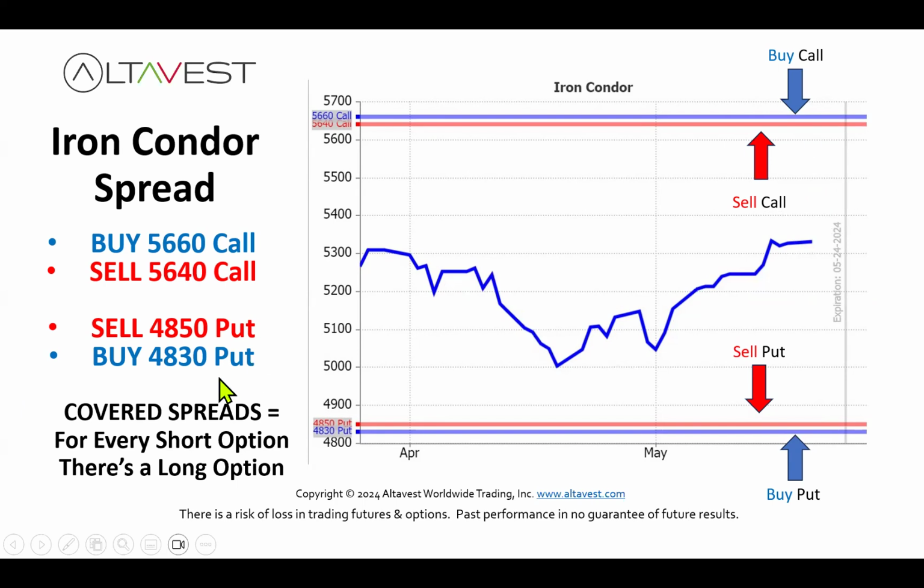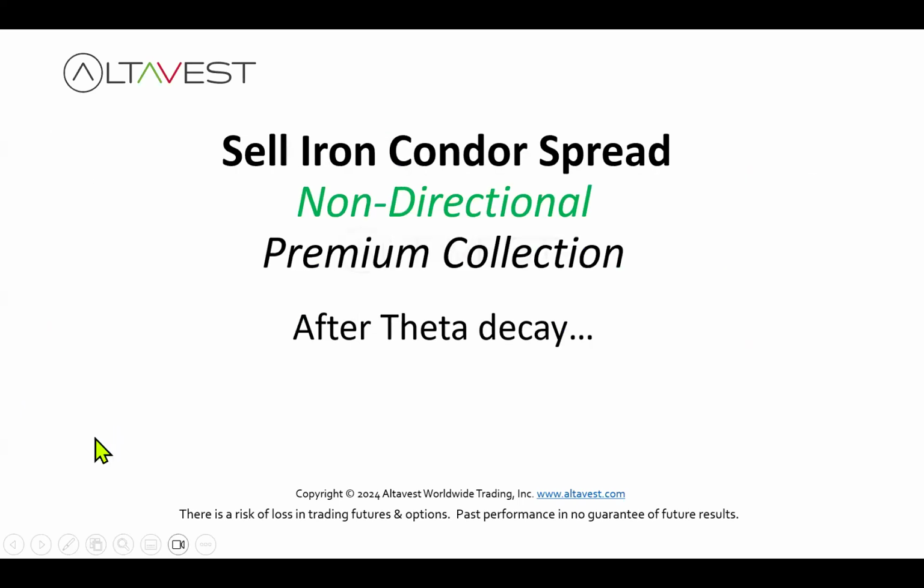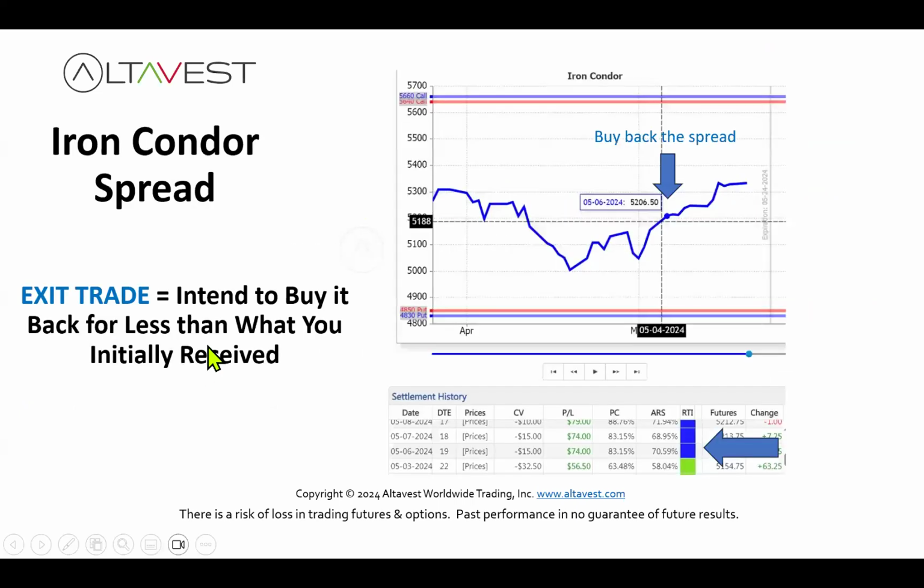And the idea then is to cover that particular position and close it out after theta decay works its magic. So that's what this might look like. So you can see in this example, this blue arrow here is where you buy the spread back. So you've sold the spread, you've collected premium, and then you buy it back right here in this example because you have a signal here.